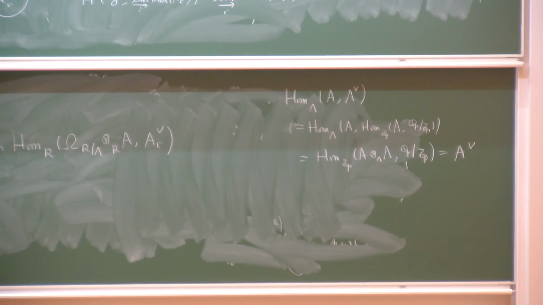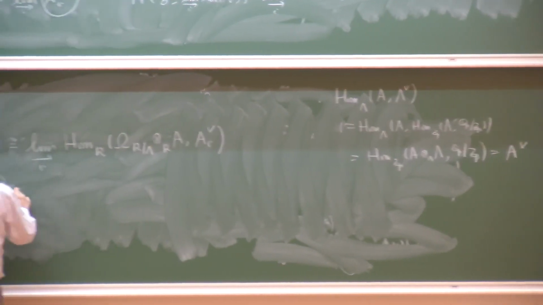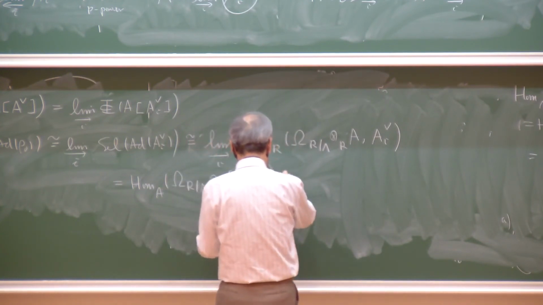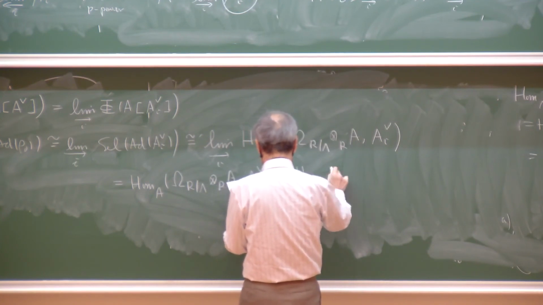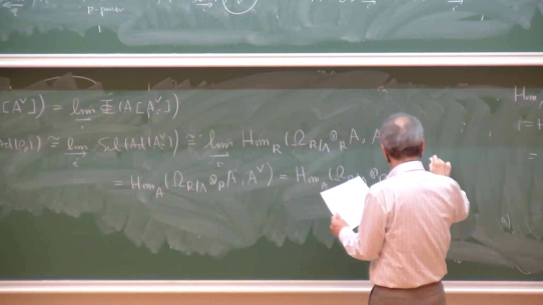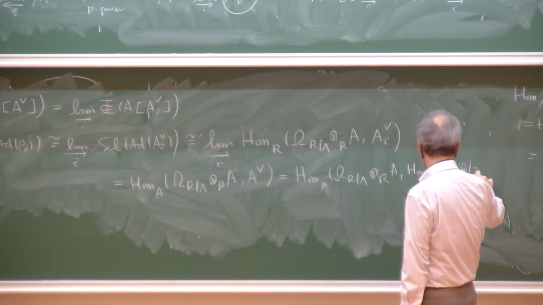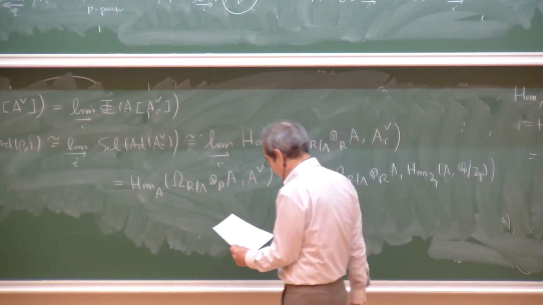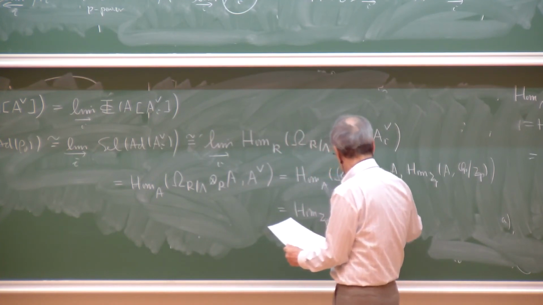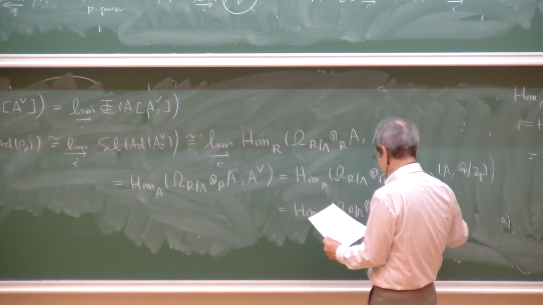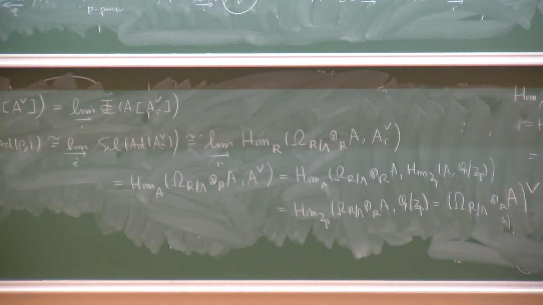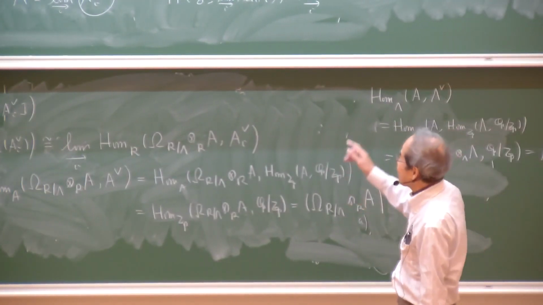So this is Hom_A of Omega_{R/lambda} tensor_R A, A check. And with this type of adjunction formula I have Hom_A of Omega_{R/lambda} tensor_R A, Hom_Zp of A, Qp/Zp, and this is Hom_Zp of Omega_{R/lambda} tensor_R A, Qp/Zp. So this is Omega_{R/lambda} tensor_R A Pontryagin dual. So you take the Pontryagin dual of everything, you get that theorem.